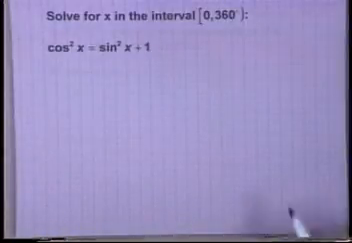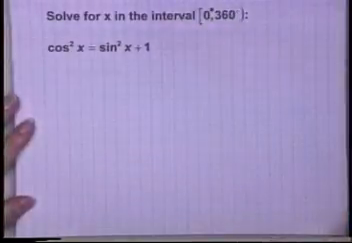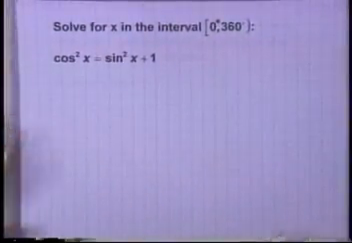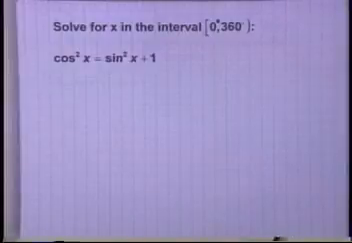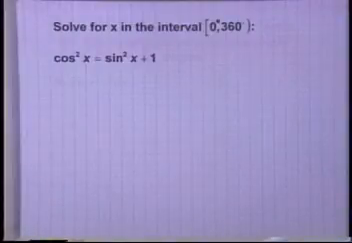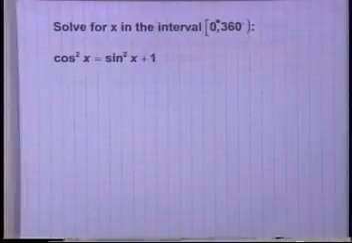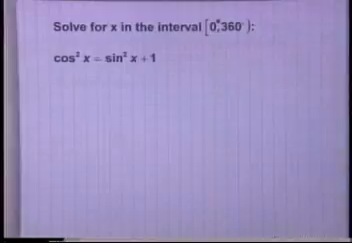Solve for x in the interval 0 degrees to 360 degrees. Our equation this time says cosine squared x equals sine squared x plus 1. Well, I have two different trig functions this time, don't I? And even if I subtract one of these or the other to get it to the other side of the equation, I will not be able to factor.